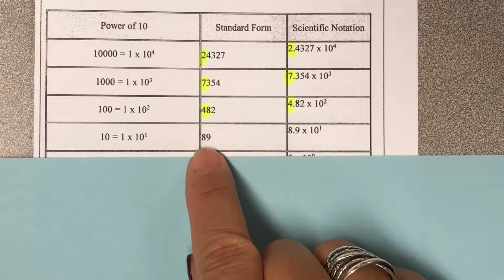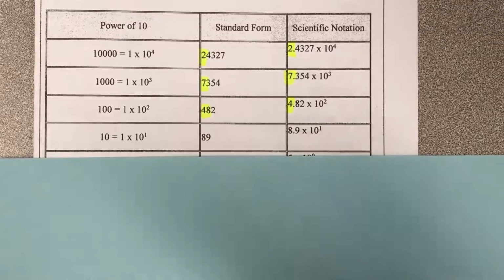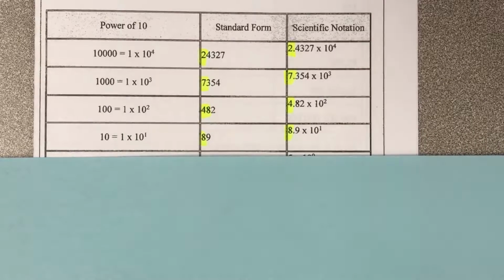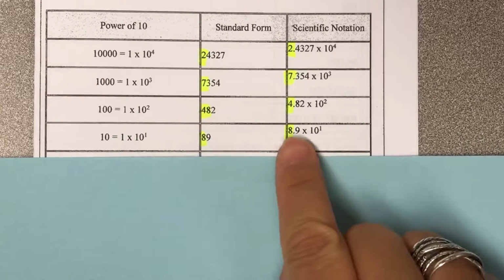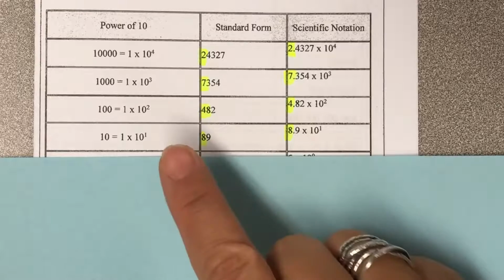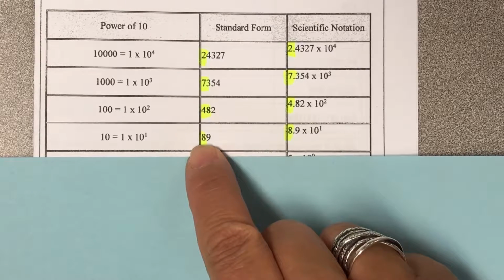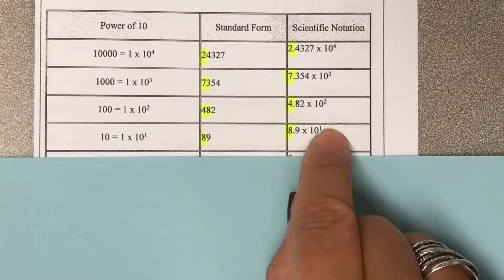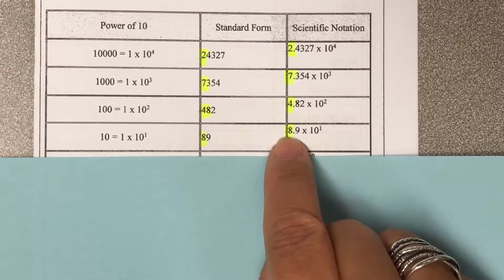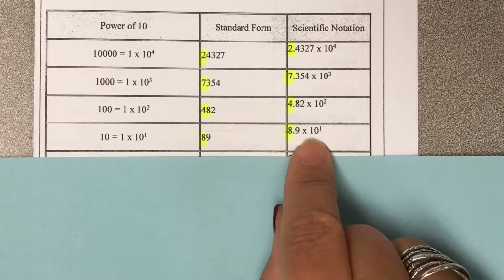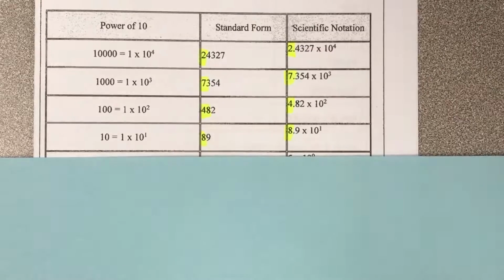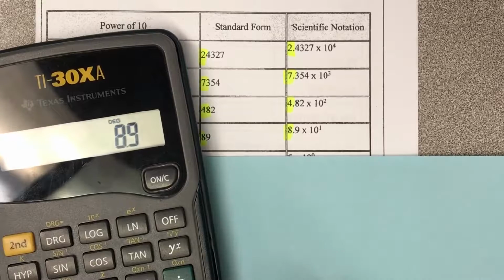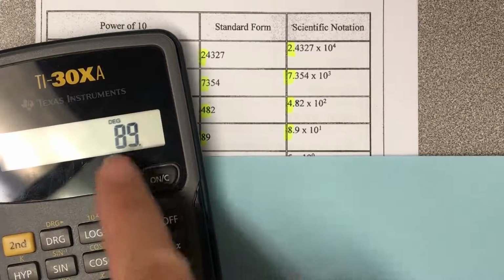Another example, 89. 89 is 8 times 10 to be 80. How much is 80? 80 is 10 multiplied by 8. So the first significant digit is 8. That is 8 times 10 to the first power. If I multiply 8.9 times 10 to the first power, I get 89. So let's see that. 8.9 times 10, that's 89.